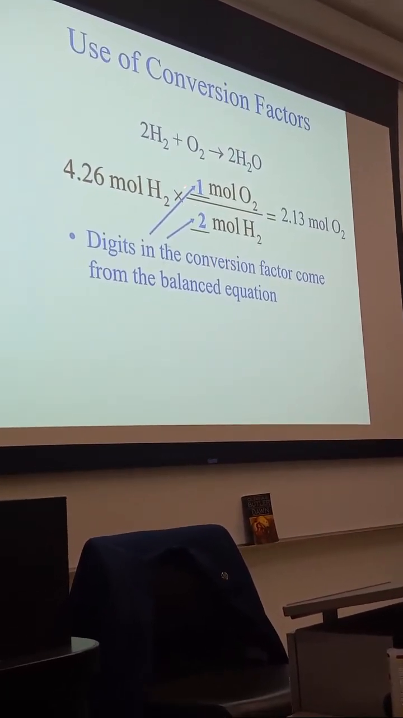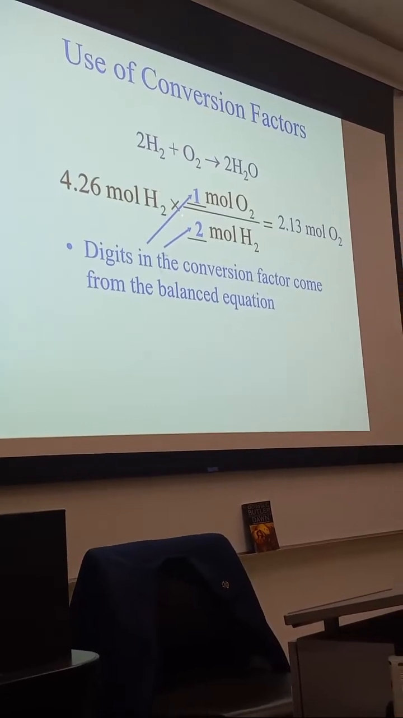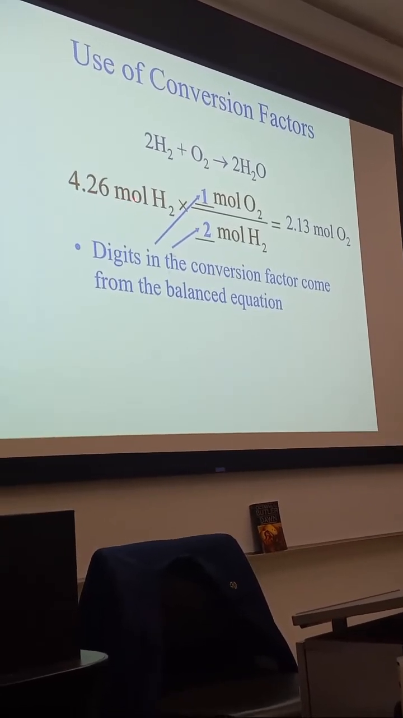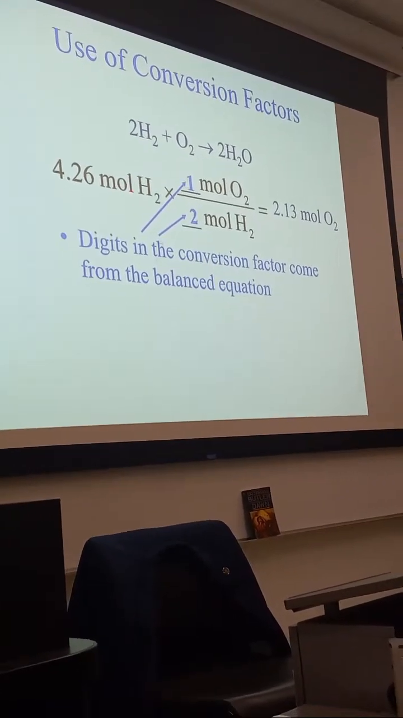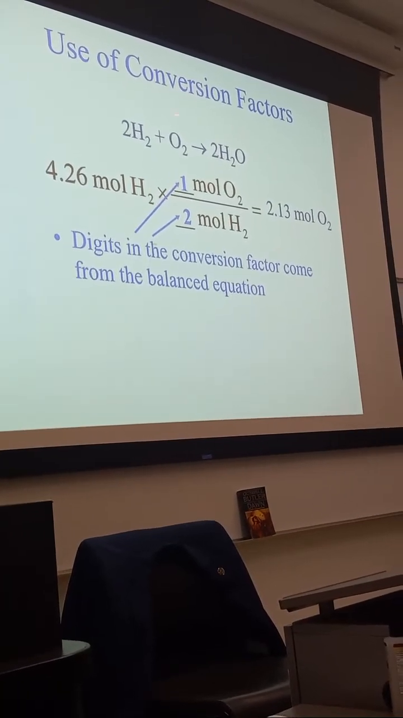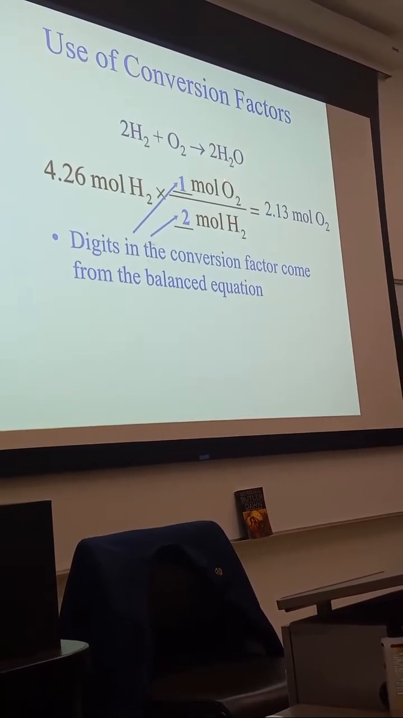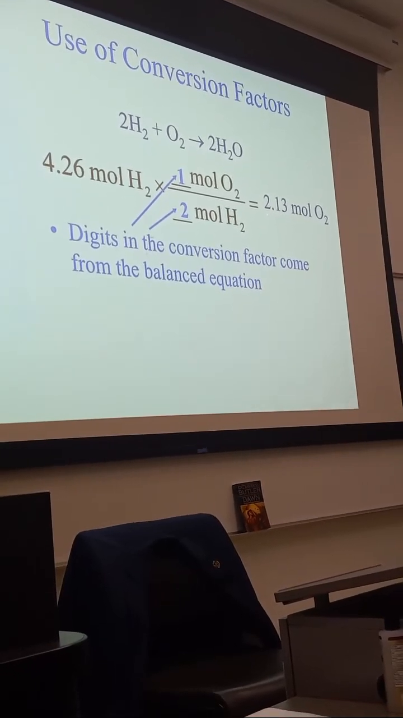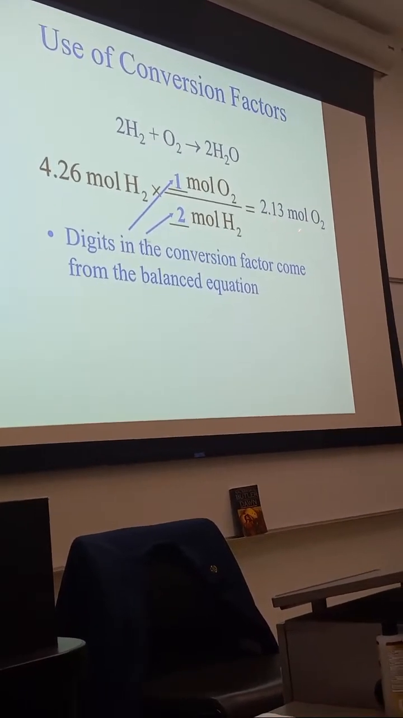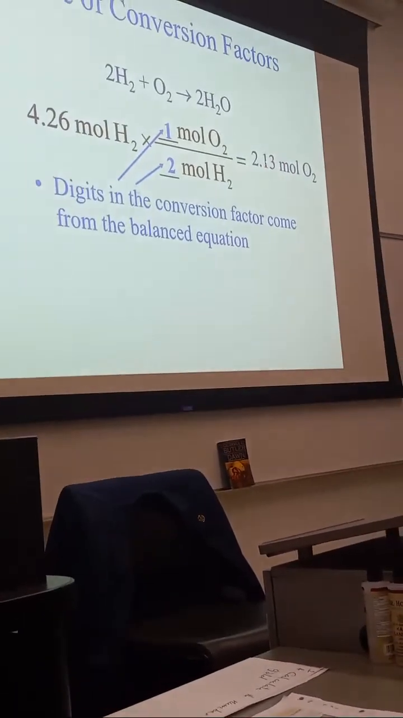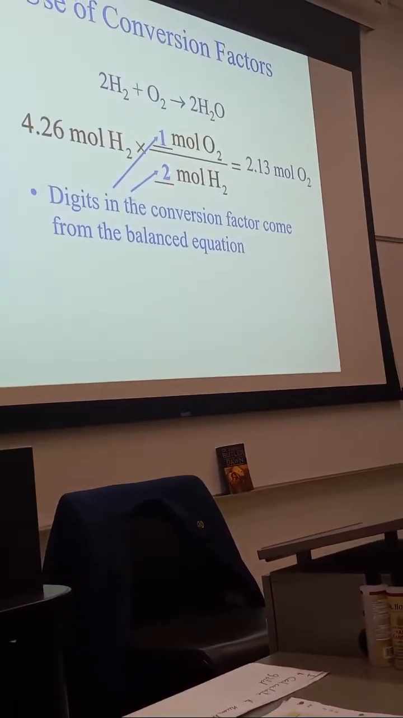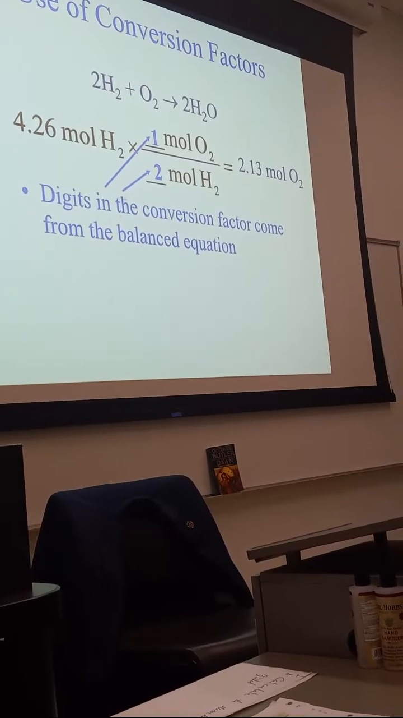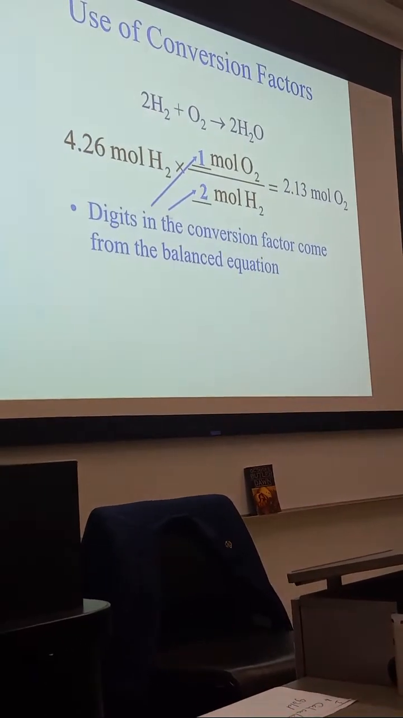For instance, here's the reaction. You have 4.26 moles of hydrogen, it's given. You have the chemical reaction, and you want to know how many moles of oxygen are needed. It's half of this, because of the ratio of 2 to 1, they divided by 2.